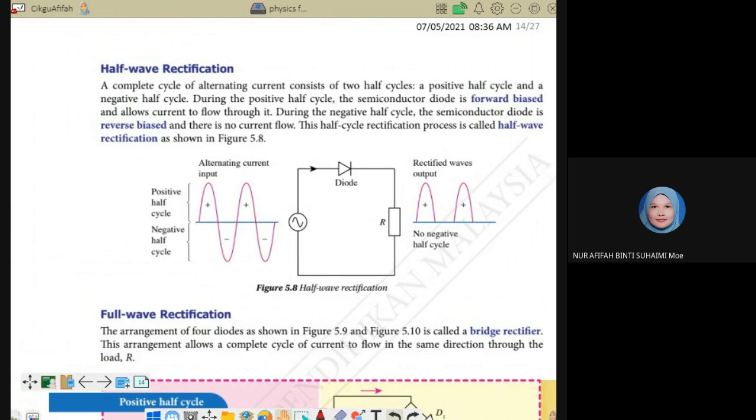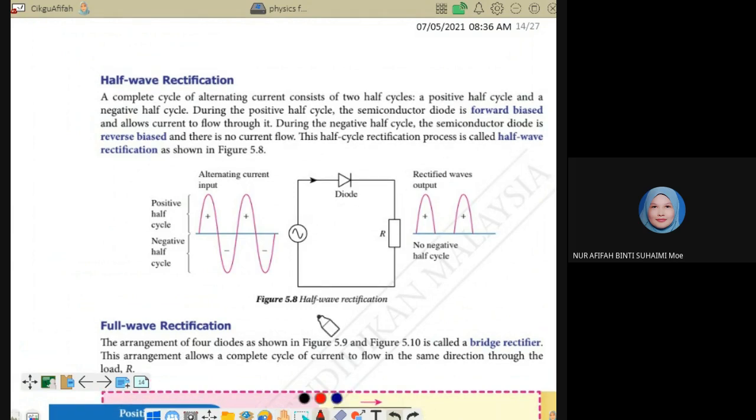So, baca dekat sini. During the positive half cycle, the semiconductor diode is forward bias. So, kalau kita buat connection macam ni, and then we assume that the current flows from positive to negative first. Means here from positive to negative, from A to B.